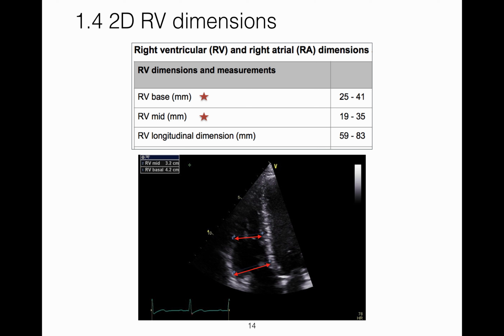Two RV dimension measurements you will need to be very familiar with are the basal and the mid RV dimensions. Normal ranges are indicated on this slide, and measurements shown in the image at the bottom.